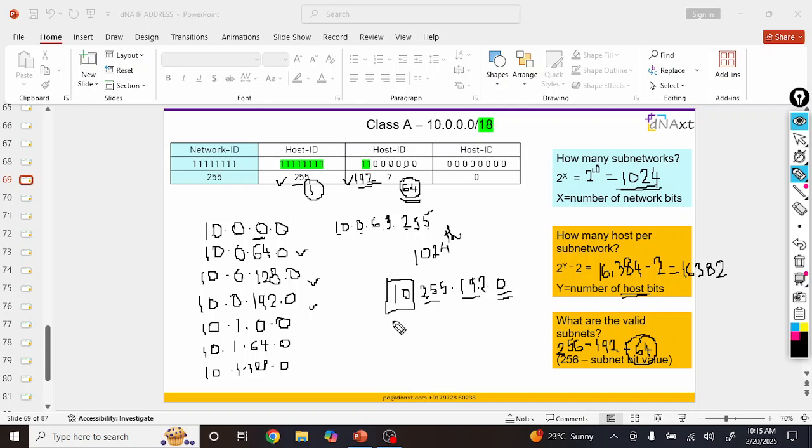Let's write the broadcast ID of this last subnetwork, that will be 10.255.255.255. Okay. The first valid host is 10.255.192.1 and the last will be 10.255.255.254. Okay, this is all about slash 18.